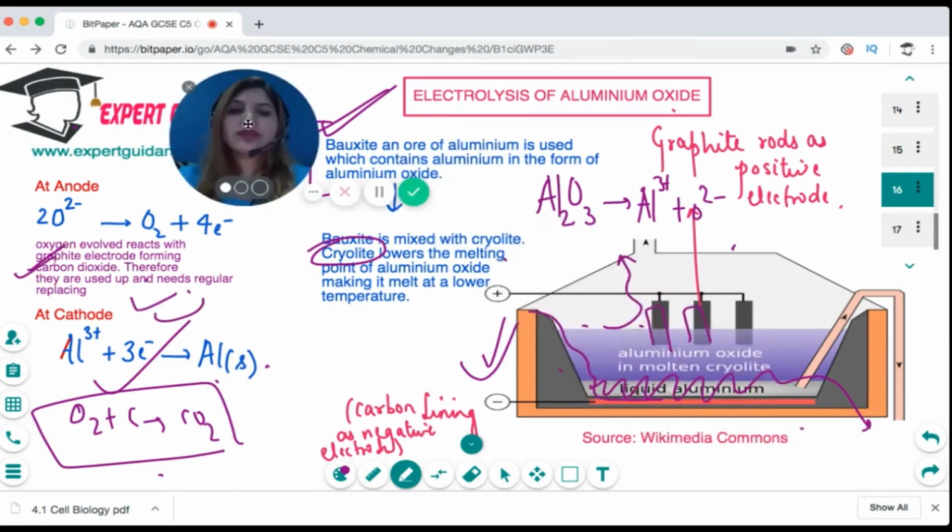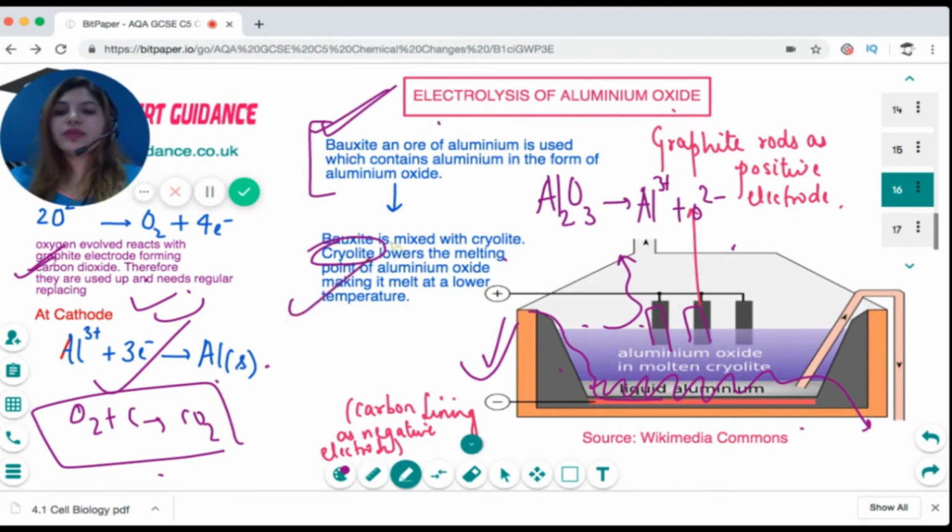Okay, so in aluminium oxide, you need to remember the role of cryolite, these half equations, where is aluminium collected and why you need to replace the graphite electrode. Okay, so I hope this is clear to you.